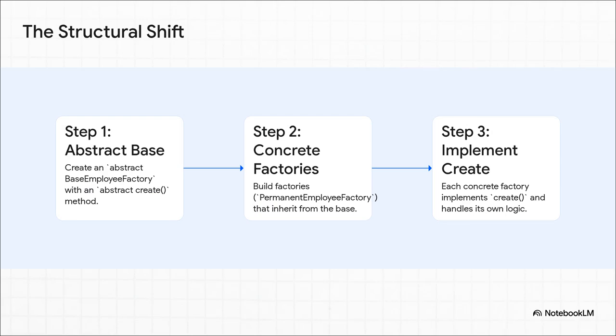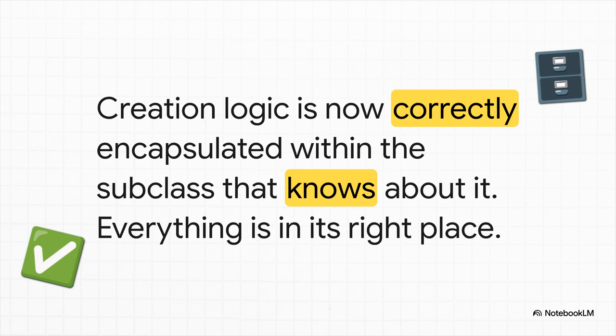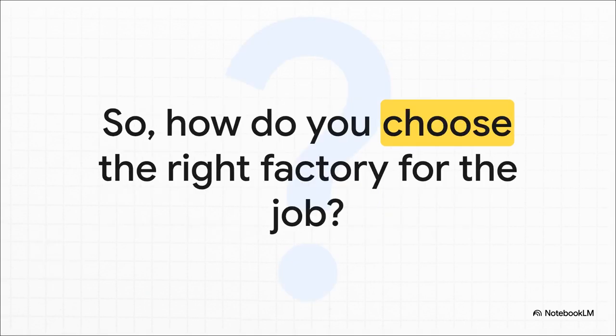So what does this actually look like in code? Well, we start with an abstract base employee factory. Then we build our concrete factories, like a permanent employee factory that inherits from it. Now that permanent employee factory isn't just responsible for creating the employee manager, it's also responsible for handling its special logic, like calculating that house allowance. And what this gives us is just beautiful organization. The logic for permanent employees lives inside the permanent employee factory. The logic for contract employees lives inside the contract employee factory. Everything is exactly where it's supposed to be. No more mess.